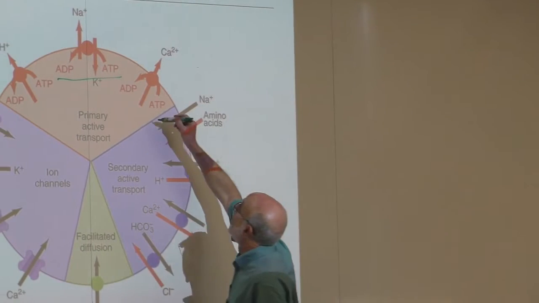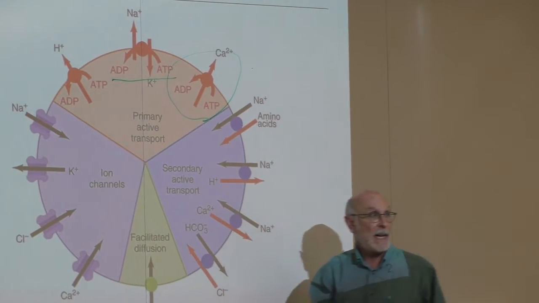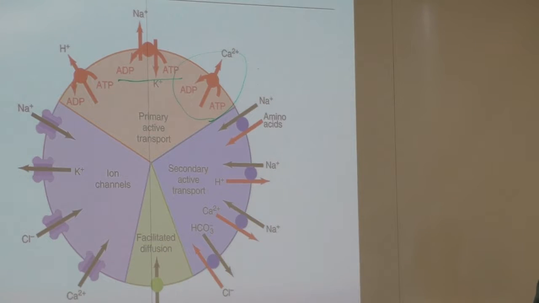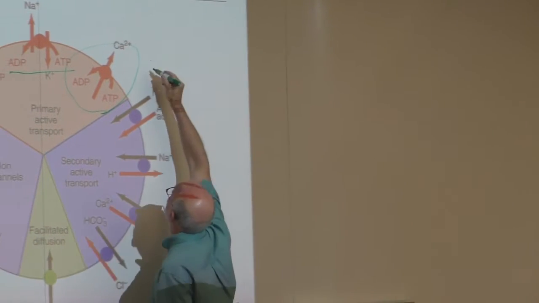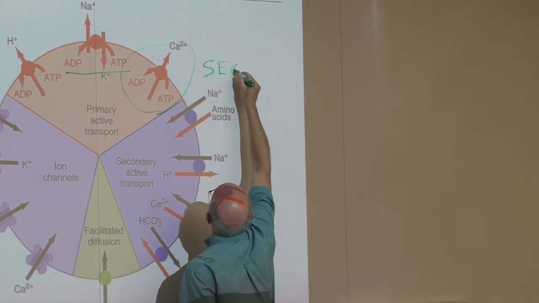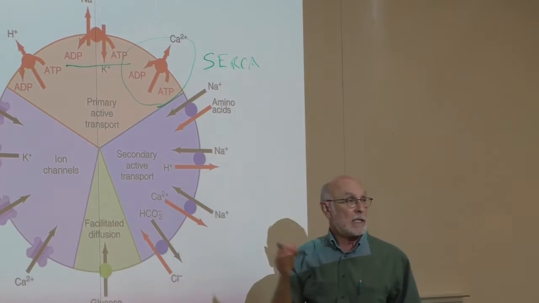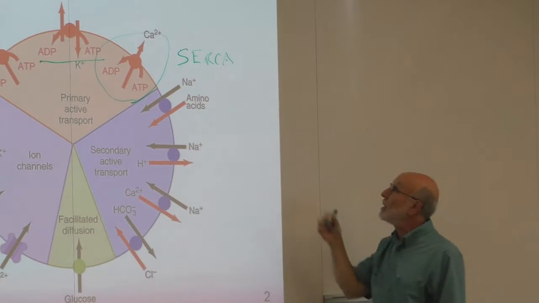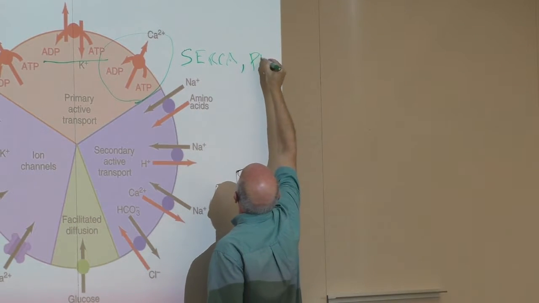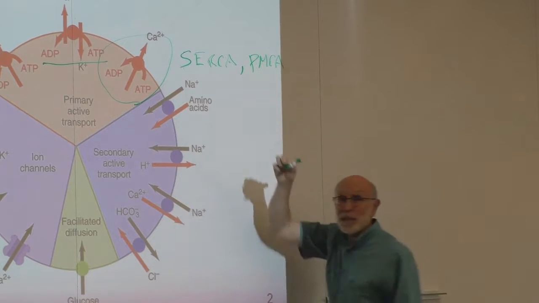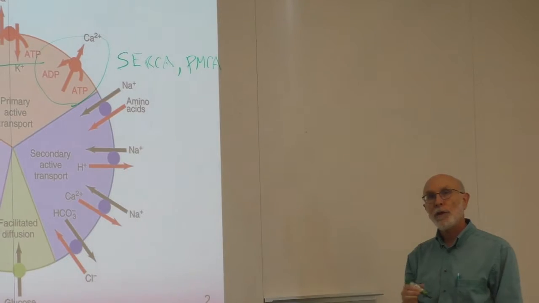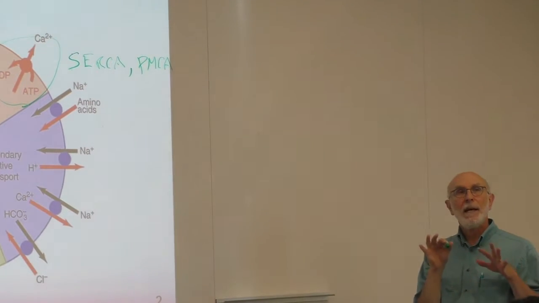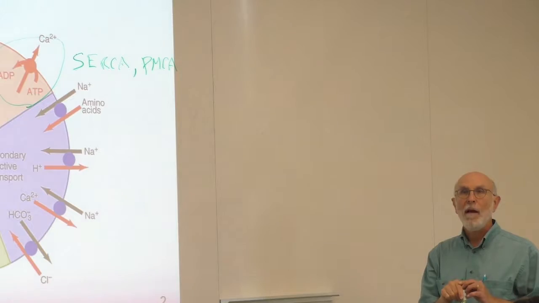The calcium pump. This is the calcium ATPase that is especially important in nerves, which we won't focus on, but muscle, which we will focus on. Remember, there are two types. There's the SERCA that pumps calcium into the sarcoplasmic reticulum or the endoplasmic reticulum, and there is the plasma membrane calcium ATPase that pumps calcium out of the cytoplasm into the extracellular space. Both of those are important for keeping resting calcium concentration in the cytosol very, very low.